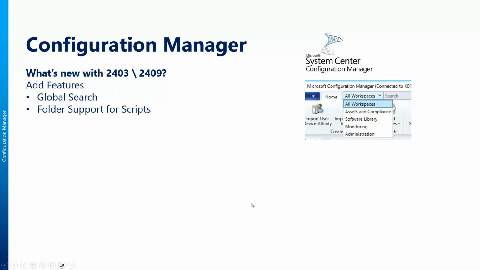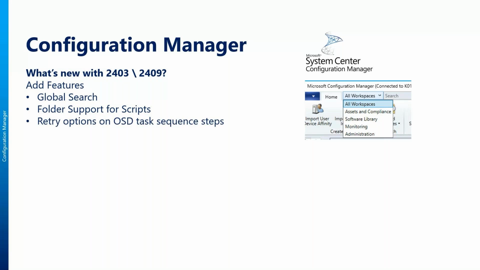With version 24.09, this was further improved to be able to filter that on workspaces. You can see the image there at the top, so you can search assets and compliance, software library, etc. So it enabled you to filter the search results. They also added the ability for you to sort your scripts now in the console. Before it was just one big folder of scripts. Now you can actually add some folders within there to manage your scripts.